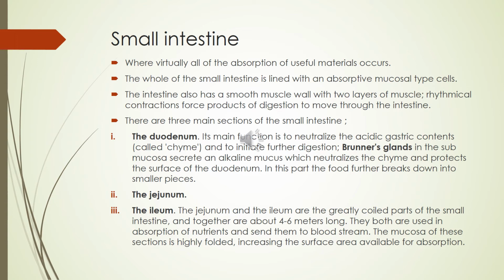The jejunum and the ileum are greatly coiled parts of the small intestine, and together they are about 4 to 6 meters long. They both are used in absorption of the nutrients and send them to the bloodstream. The mucosa of this section is highly folded, increasing the surface area available for absorption. See, the availability of the surface area is directly proportional to the rate of absorption of the food which is being taken up till here in the small intestine.